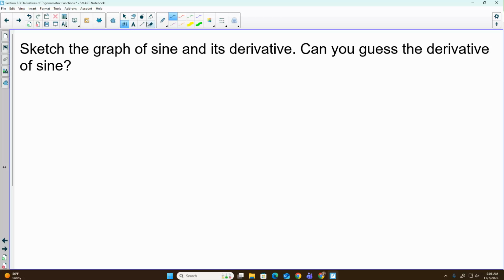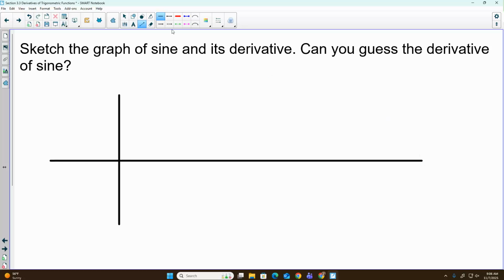I want to now see if we can figure out the derivative of our trig functions. And I'm going to do it by first graphing sine.